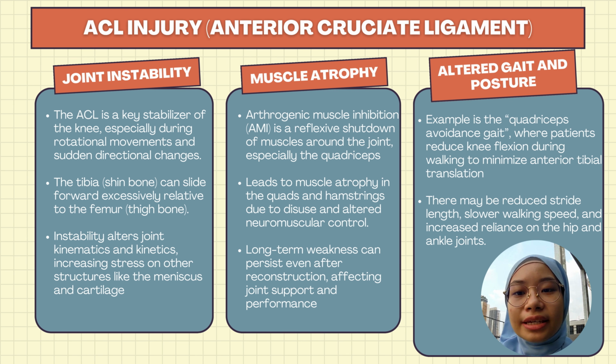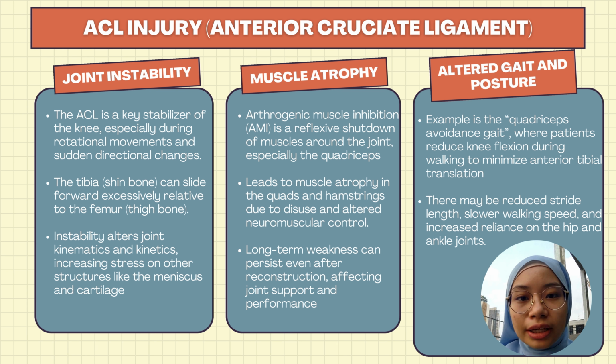As the ACL is a key stabilizer of the knee, especially during rotational movement and sudden directional changes, the tibia or the shin bone can slide forward excessively relative to the femur or the thigh bone. The instability would alter the joint's kinetic and also kinematic movement, increasing stress on other structures like the meniscus and the cartilage. Secondly is muscle atrophy.